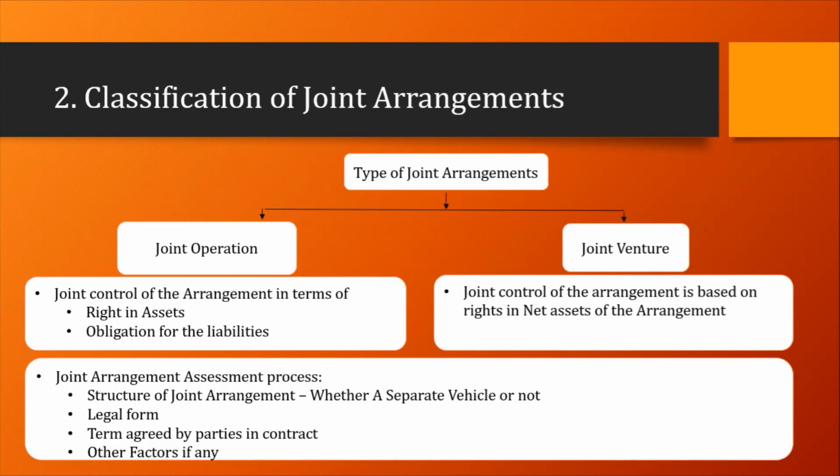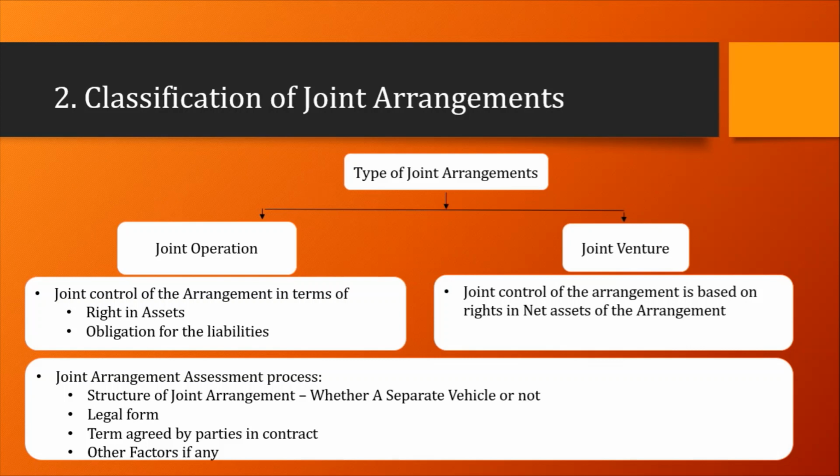What are those tests? First of all, we have to think whether a legal form of separate vehicle is established or not. If yes, the legal form is established, then this is a joint operation. If it is not, then we have to test whether the terms of the contractual agreement specify that the parties have rights in the assets and obligations for the liabilities. So yes, it is a joint operation. If it is not, then we have to go to the third step.